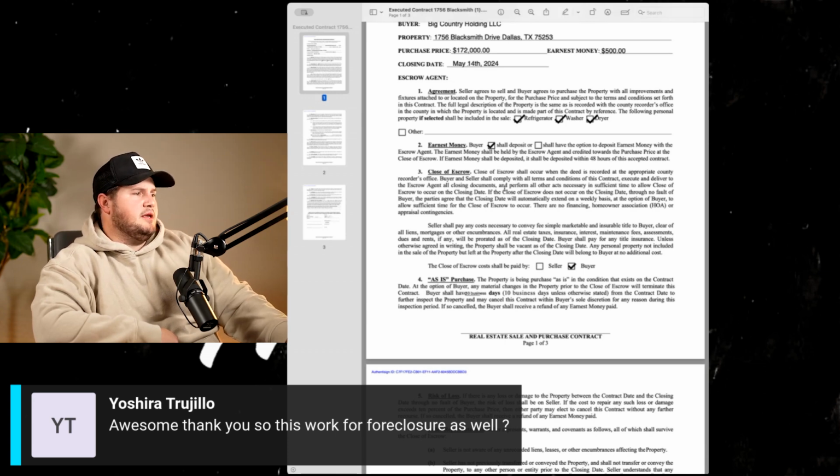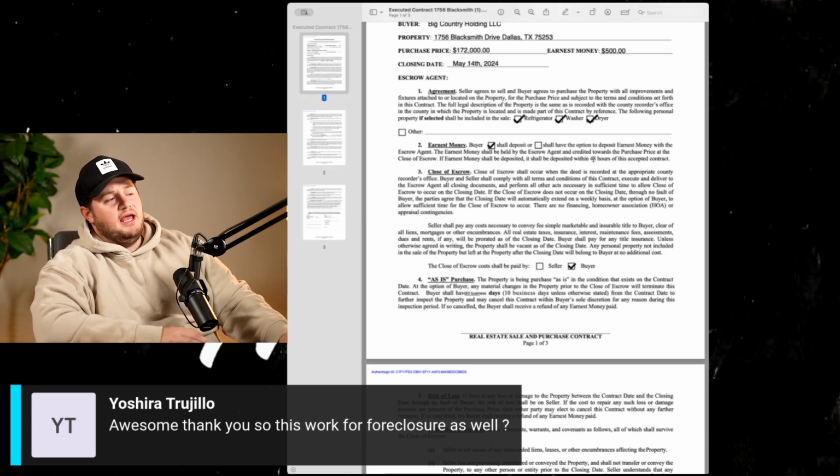Okay. So earnest money, or buyer shall deposit. Very important. We say shall deposit earnest money with the escrow agent. The earnest money shall be held by the escrow agent and credited toward the purchase price at the close of escrow. If earnest money shall be deposited, it shall be deposited within 48 hours of accepted contract. So we have 48 hours to drop our earnest money. And this is just boilerplate, templated.